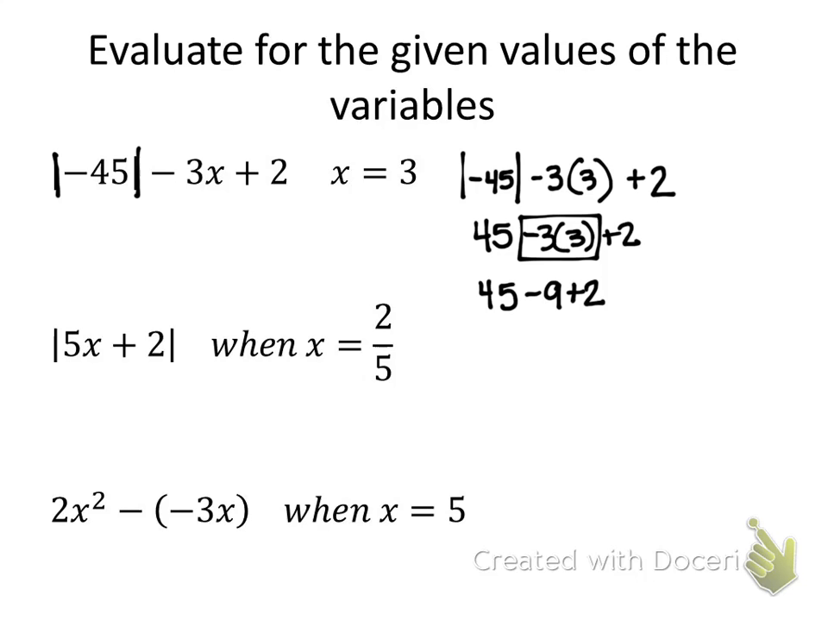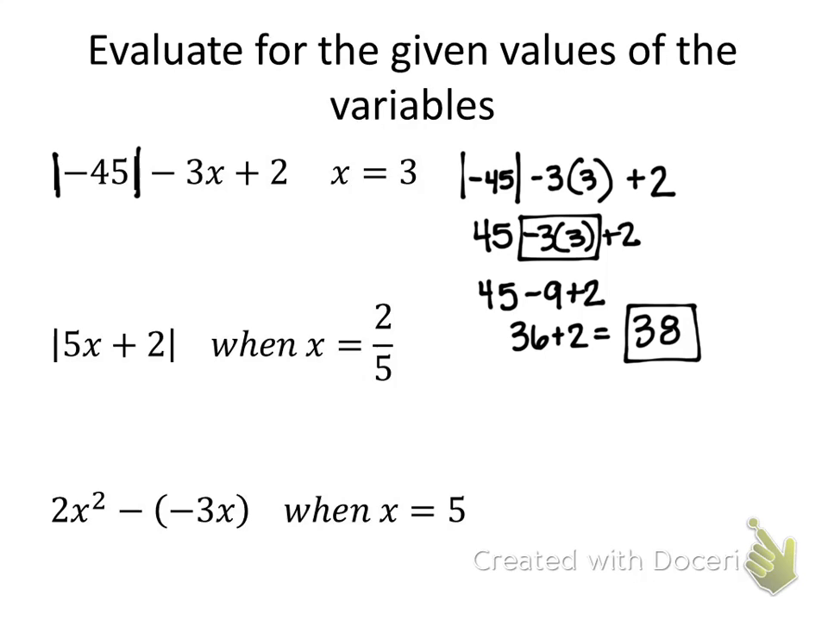Now I just use the left to right rule and subtract. 45 minus 9 is 36. Plus 2 is 38. Check and double check and triple check your answers. Go back through. Did I do every step right? Did I plug the number in correctly? Because you will not have your calculator to check your work. It is all up to you.